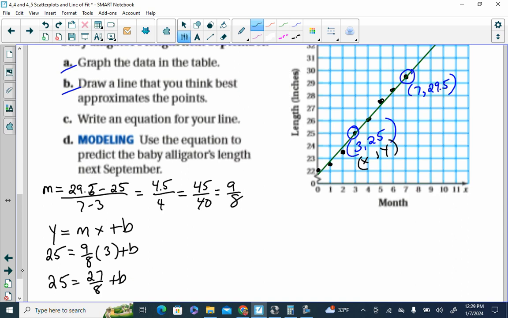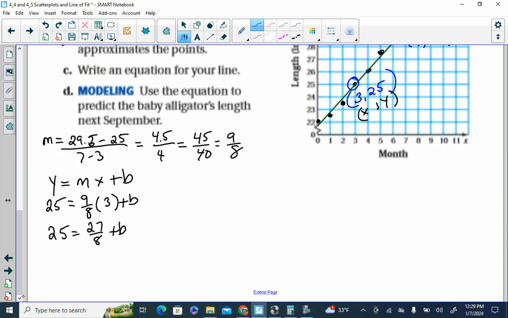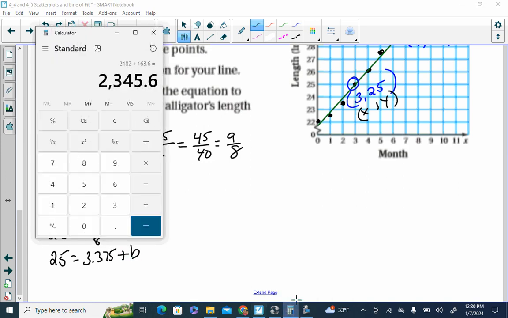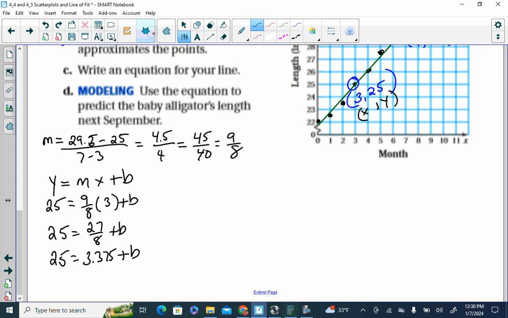plus b. And what's 27 over 8? 8 times 3 is 24. So 27 over 8 is 3 and 3/8. 3/8 is 0.375, so that's 3.375, plus b. Let me just double check that. 27 divided by 8, yes, 3.375, good.